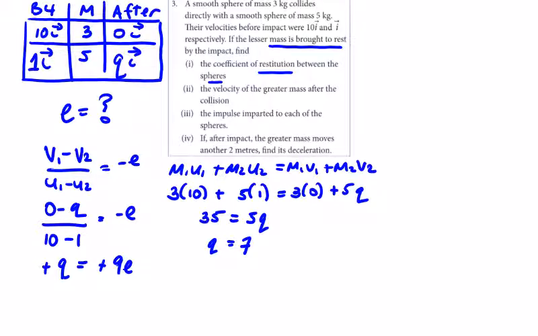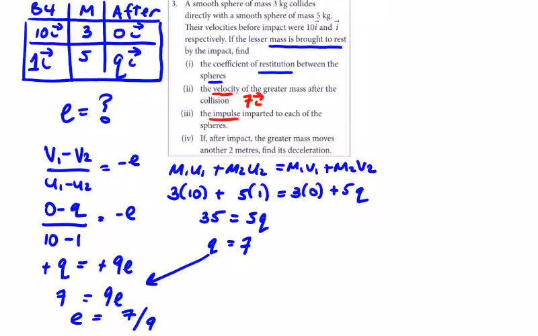So 7 then, we can bring that down here. 7 is equal to 9e. So e is equal to 7 over 9. The velocity of the greater mass, when we got Q to be 7.